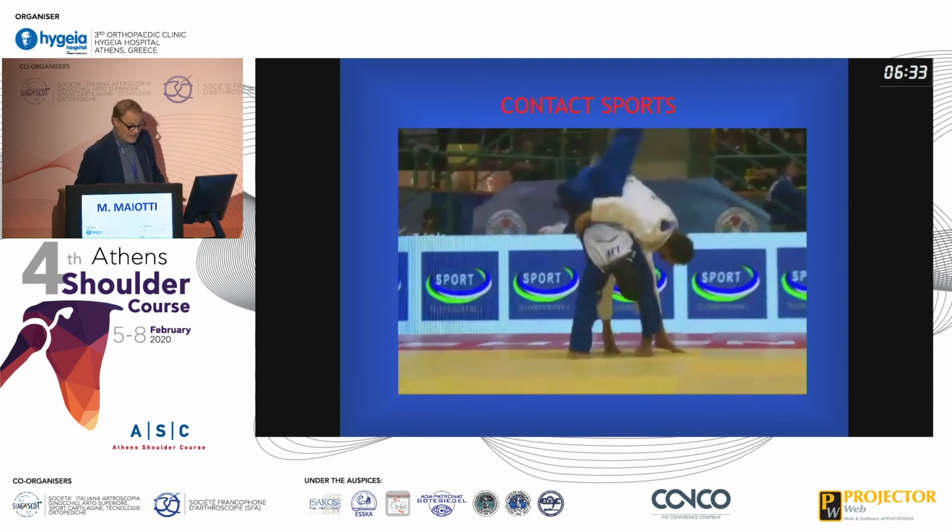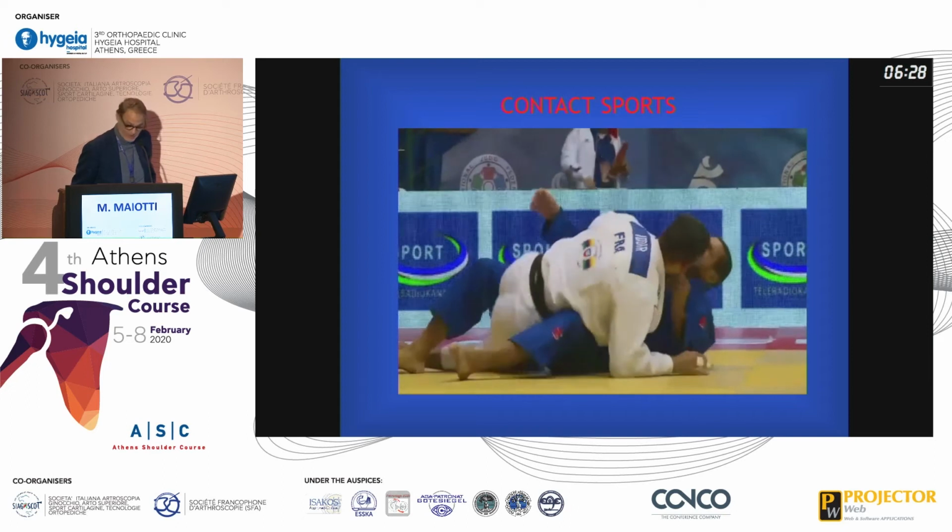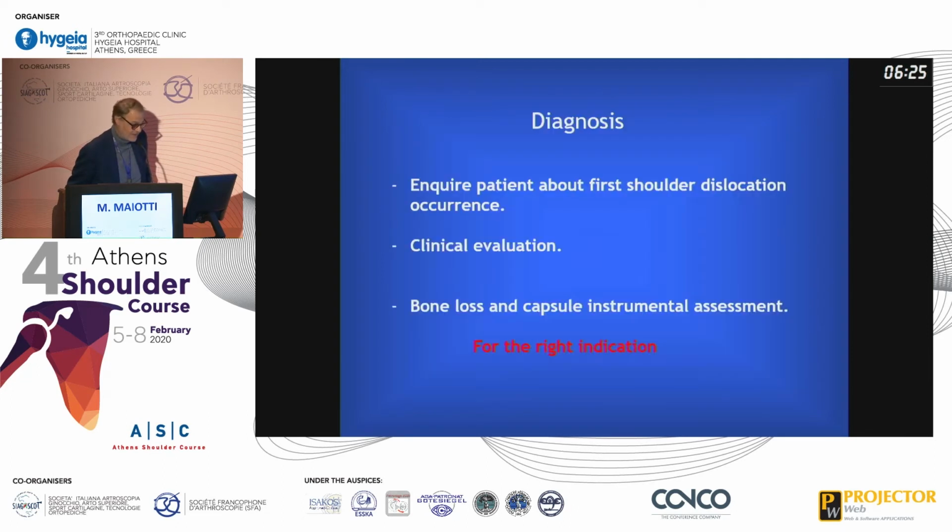And the other situation where the Bankart can fail is contact sports, a high risk of failure with the Bankart repair alone. So, as Professor Castagna told before us, you have to make a correct diagnosis. Ask the patient about the first trauma. Do a correct clinical evaluation. Try to measure the bone loss, but as I told you, right now it's very difficult to find glenoid bone defects or whether the humeral head is off track. It's very, very difficult. And then find the right indication.